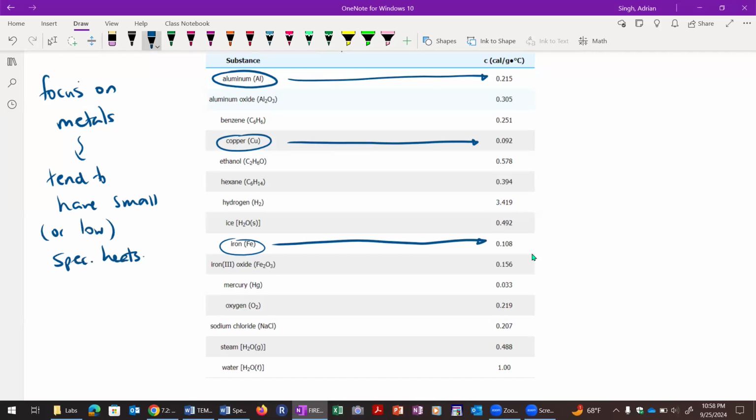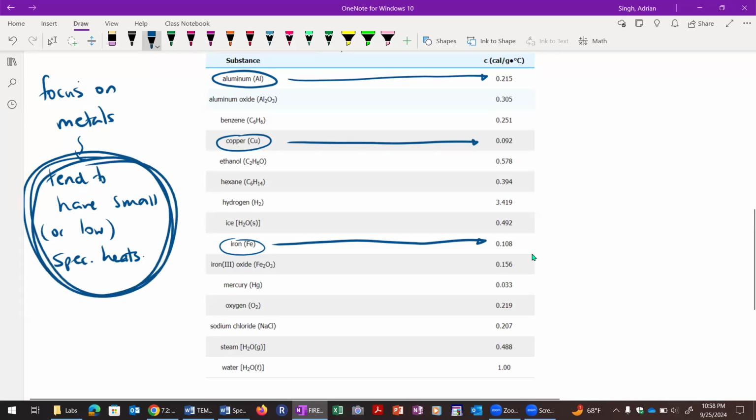So what does that mean? And how does that relate to something that you may already know, but we may not have used the term specific heat to describe it? Well, you know from experience that metals tend to get hot very, very quickly. And by the same token, they tend to cool down very, very quickly as well. And the reason for that has to do specifically, no pun intended, with their specific heat, right?